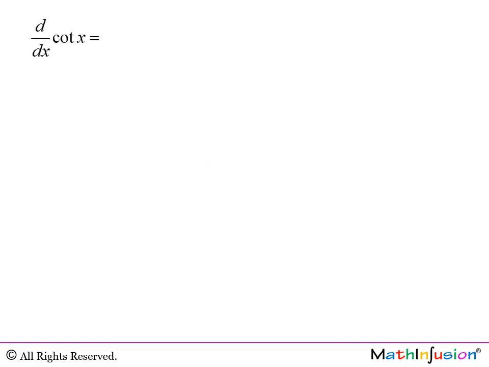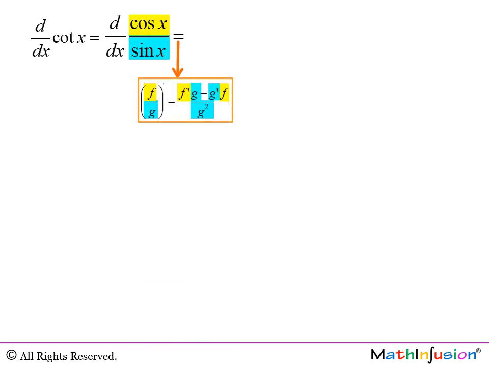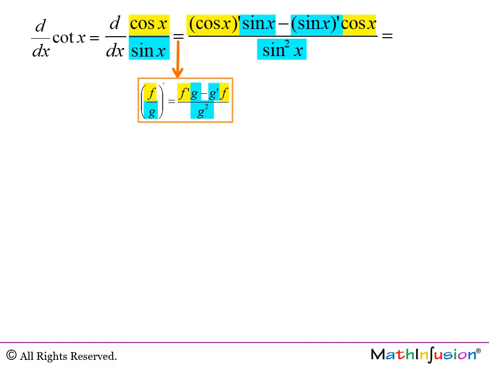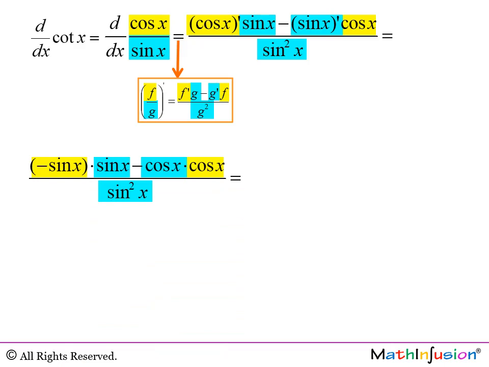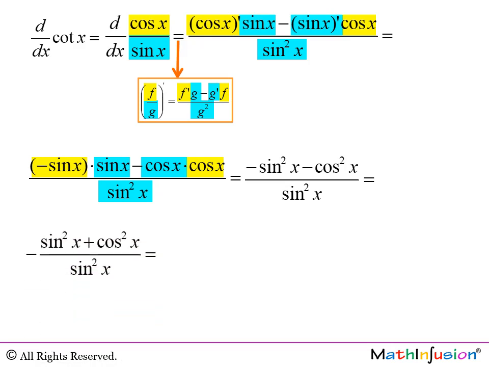Now we are going to differentiate the cotangent function. Again, we are going to write it as cosine x over sine x, and we are going to apply the quotient rule. We get that. Now we are going again to replace the derivative of cosine x by negative sine x and the derivative of sine x by cosine x. And we get that. This is almost like before, but now we have negative sine to the power of 2 of x, negative cosine to the power of 2 of x, but I can distribute negative 1, and I get that.